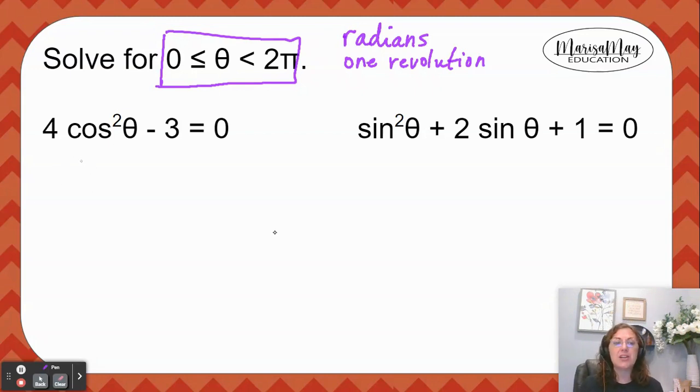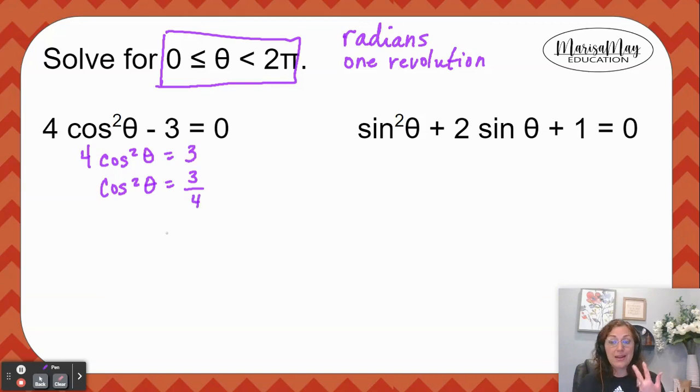Let's begin on the left here. I need to get this trig function by itself. So I began with some simple algebra. I just add the 3 and then I'll divide by 4. So I've got cosine squared equals 3/4. Now I'm going to take the square root. When I do that, I want you to be really careful because when you take the square root, you have to consider the answer could be positive or it could be negative. So I've got the square root of 3/4, or the cosine could be the negative square root of 3/4.